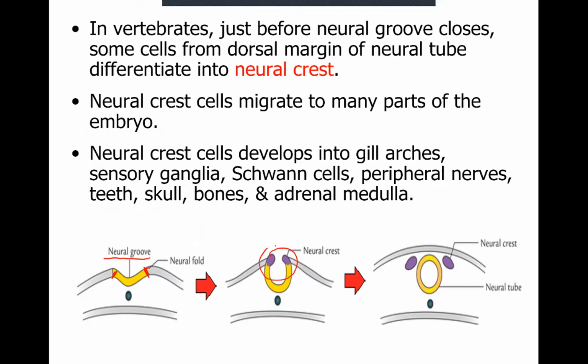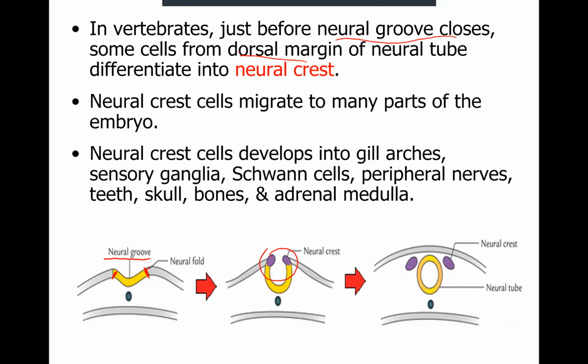But just before the neural groove closes or fuses, some cells from the dorsal margin, some cell yang dari atas ni, right? Some cells of the dorsal margin of the neural tube differentiate into the neural crest. The neural crest then migrates to many parts of the embryo. So this is the neural crest. And this is the neural tube that has been formed by fusion of the neural fold tadi tu. Right, maksudnya sebelum neural fold tu tutup, bersambung, some cells of the dorsal margin, maksudnya some cell daripada atas akan membentuk neural crest. What will happen to the neural crest?